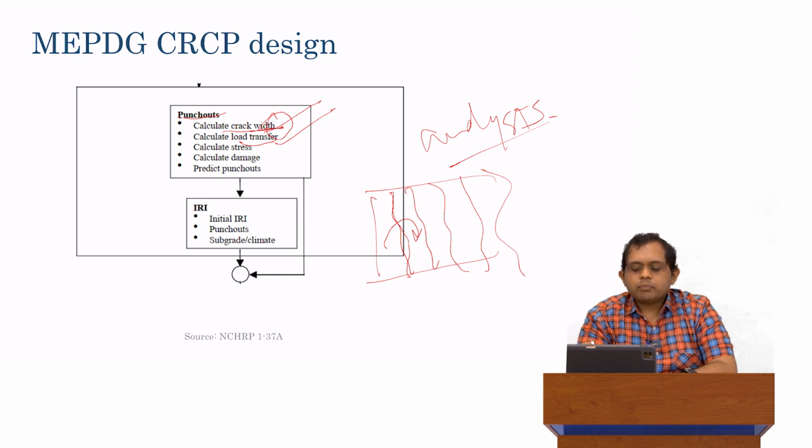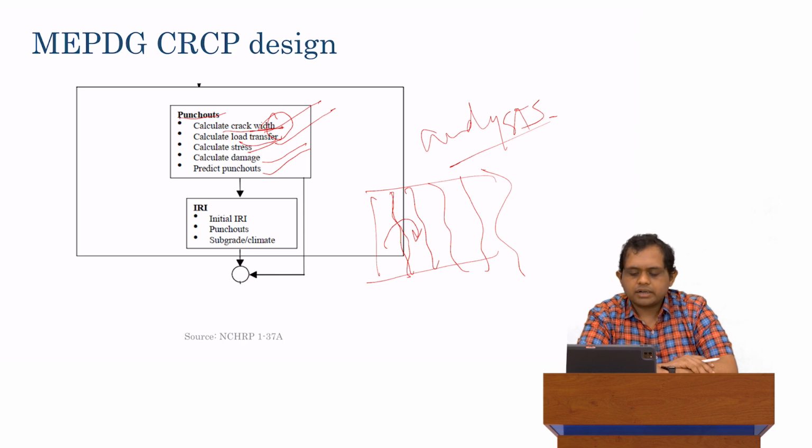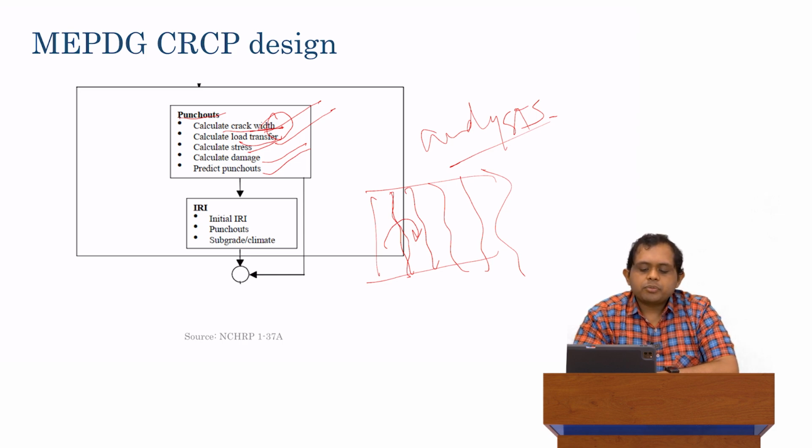Based on that, then we place the load. I'll show you where we place the load in a second. We place the load, we calculate the stress, we calculate the fatigue damage, and there we predict punch outs, which is actually very similar to predicting cracking. We'll talk about that later. So now we've predicted punch outs.